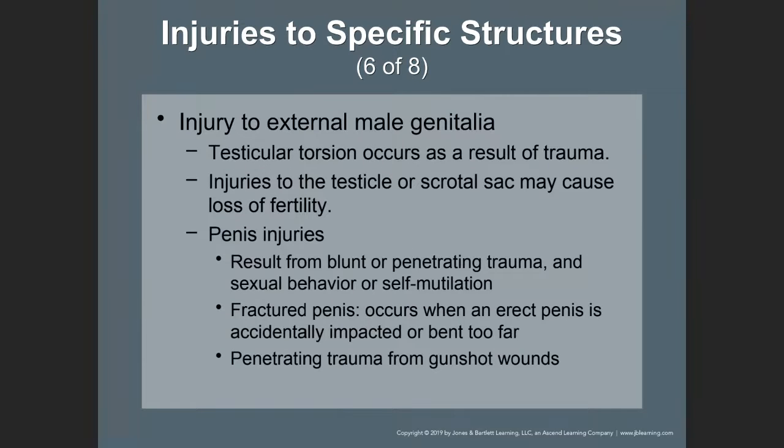Injury to the external male genitalia. Testicular torsion occurs as a result of trauma. Injuries to the testicle or scrotal sac may cause loss of fertility. Penis injuries result from blunt or penetrating trauma and sexual behavior or self-mutilation. Fractured penis occurs when an erect penis is accidentally impacted or bent too far at the shaft. Penetrating trauma from gunshot wounds can also cause penis injuries.